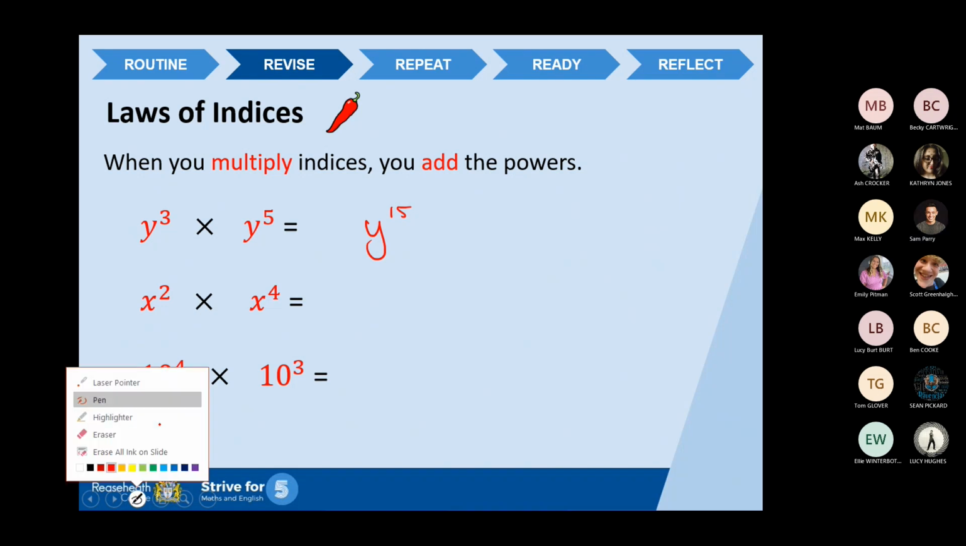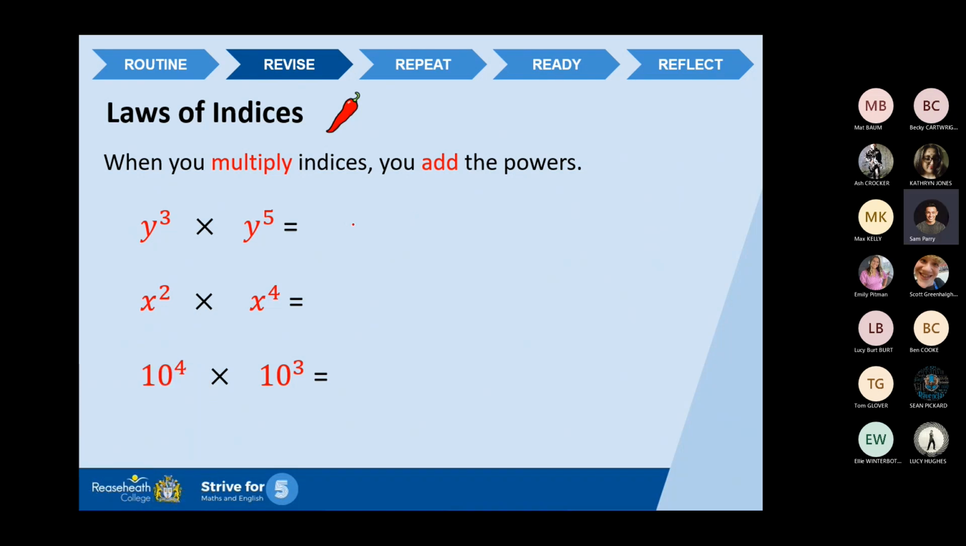So let me just quickly erase all the ink. So it's going to stay as y. 3 times 5, well, we add the power, so it's going to be 3 plus 5, which is 8. That's my answer. X squared times x to the power of 4 is going to give me x to the power of 6 because I'm adding the powers. And then 10 to the power of 7.